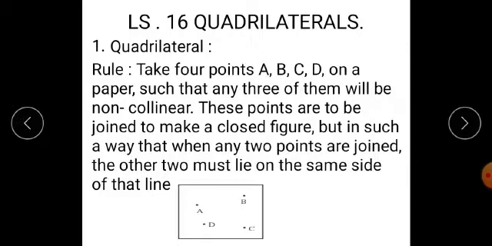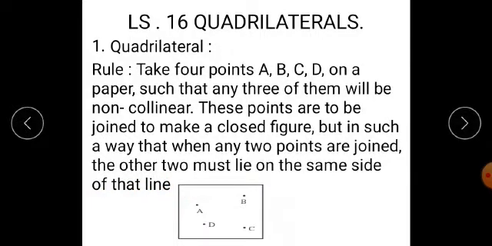Students, from today we are going to start with a new lesson, lesson number 16, quadrilaterals. Now first of all, what is a quadrilateral? You have to follow one rule. Take 4 points A, B, C, D on a paper such that any three of them will be non-collinear. These points are to be joined to make a closed figure, but in such a way that when any 2 points are joined, the other two must lie on the same side of that line.